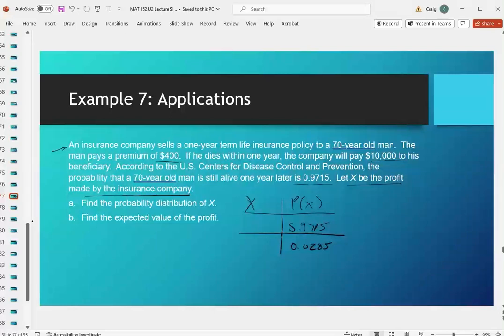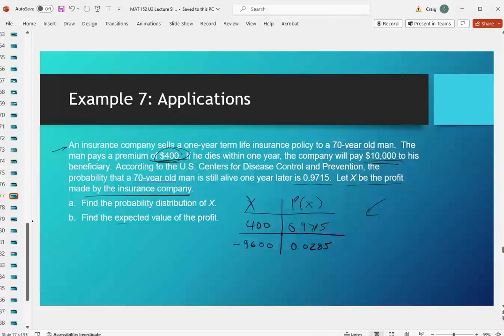So if he lives, he paid $400 and the insurance company pays nothing. Okay, and so the profit for the insurance company, if he's still alive after 1 year, is $400. If he is no longer alive after 1 year, he still paid his $400, but then the insurance company pays out $10,000. Their profit is minus $9,600. They lost $9,600 if he dies. This is our probability distribution. Only 2 possible things. He either lives or he doesn't.